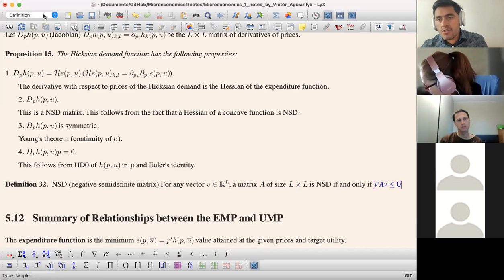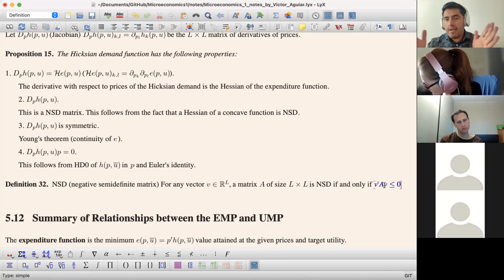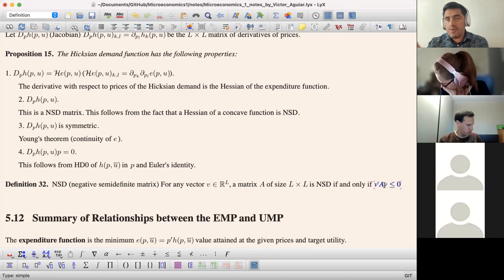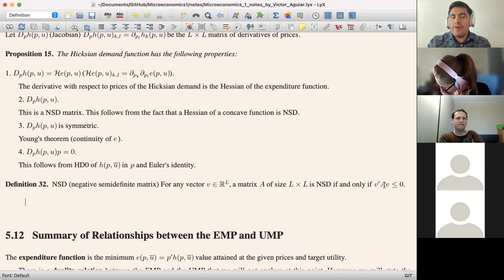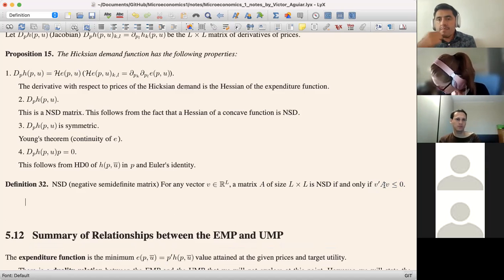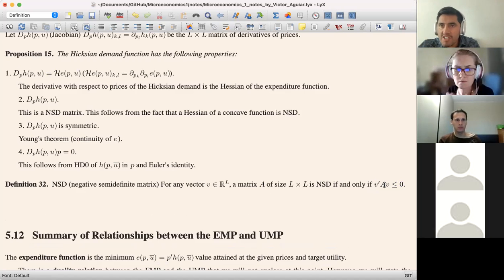So let's check the dimensions to make sure. V is of size L times 1, so if I transpose it, it is 1 times L, A is L times L, and then V is L times 1. If I multiply the three of them, I get a scalar object, of size 1. And this scalar has to be less than or equal to 0 for any such vector. So importantly, negative semi-definiteness is a notion to try to give a sign to matrices.